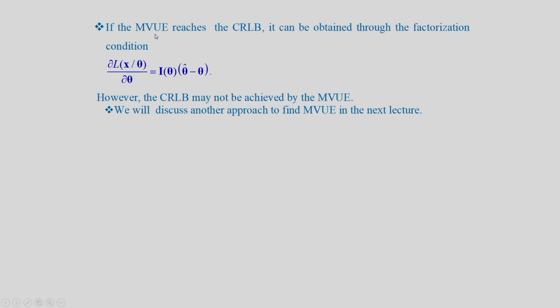If the MVUE reaches the CRLB, it can be obtained through the factorization condition ∂L/∂θ equal to I(θ) times (theta hat minus theta). However, the CRLB may not be achieved by the MVUE. We will discuss another approach to find MVUE in the next lecture. Thank you.